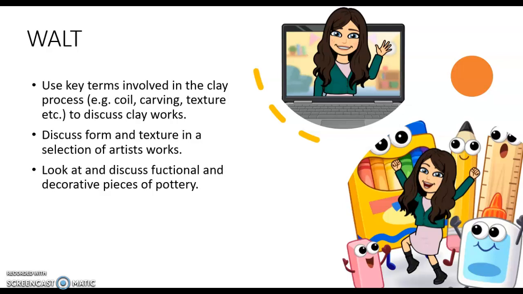So first off, we have our WALT chart. We are learning to use key terms involved in the clay process, such as coil, carving, texture, and other keywords we touched on in our first clay lesson. If you haven't had a chance to go look at the first clay lesson, it might be a good time to go look at it now.